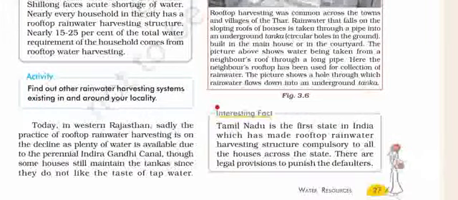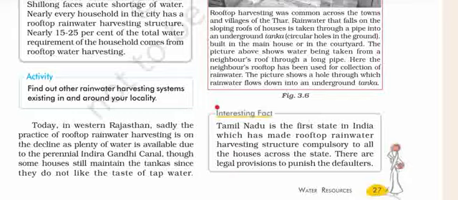Today, in western Rajasthan, sadly, the practice of rooftop rainwater harvesting is on the decline as plenty of water is available due to the perennial Indira Gandhi Canal. Though some houses still maintain the tankas, since they do not like the taste of tap water.